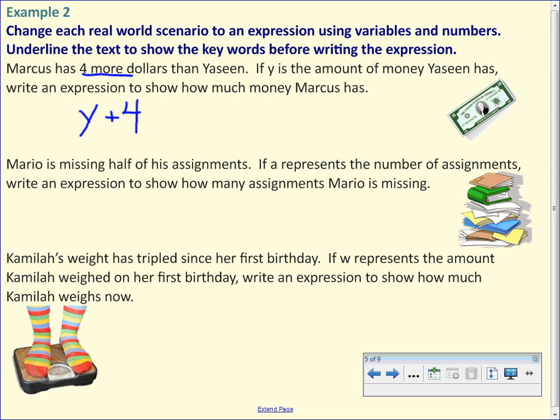Mario is missing half of his assignments. If A represents the number of assignments, write an expression to show how many assignments Mario is missing. Well, key words would be half. So if A is what he has, and he's missing half, how would we show half of A? Exactly. So we have his assignments divided by 2.